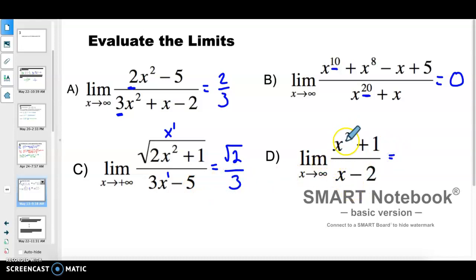Finally, we have a degree greater on the top than on the bottom, so this limit is not going to exist. So why don't you go try out finding some limits as x goes to infinity on some rational functions.